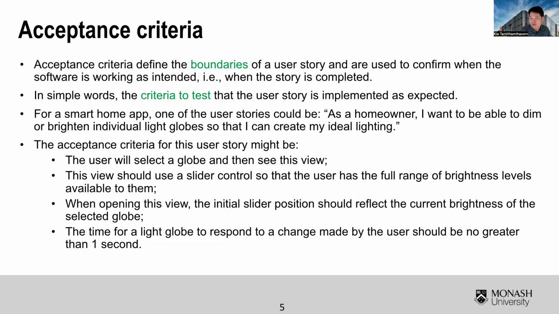Let's try to generate it together. First, the user will select a globe and then see this view. This wheel should use a slider control so that the user has the full range of brightness levels available to them. I would say that this is not really clear acceptance criteria. We need to make it more clear. Let me put it this way.